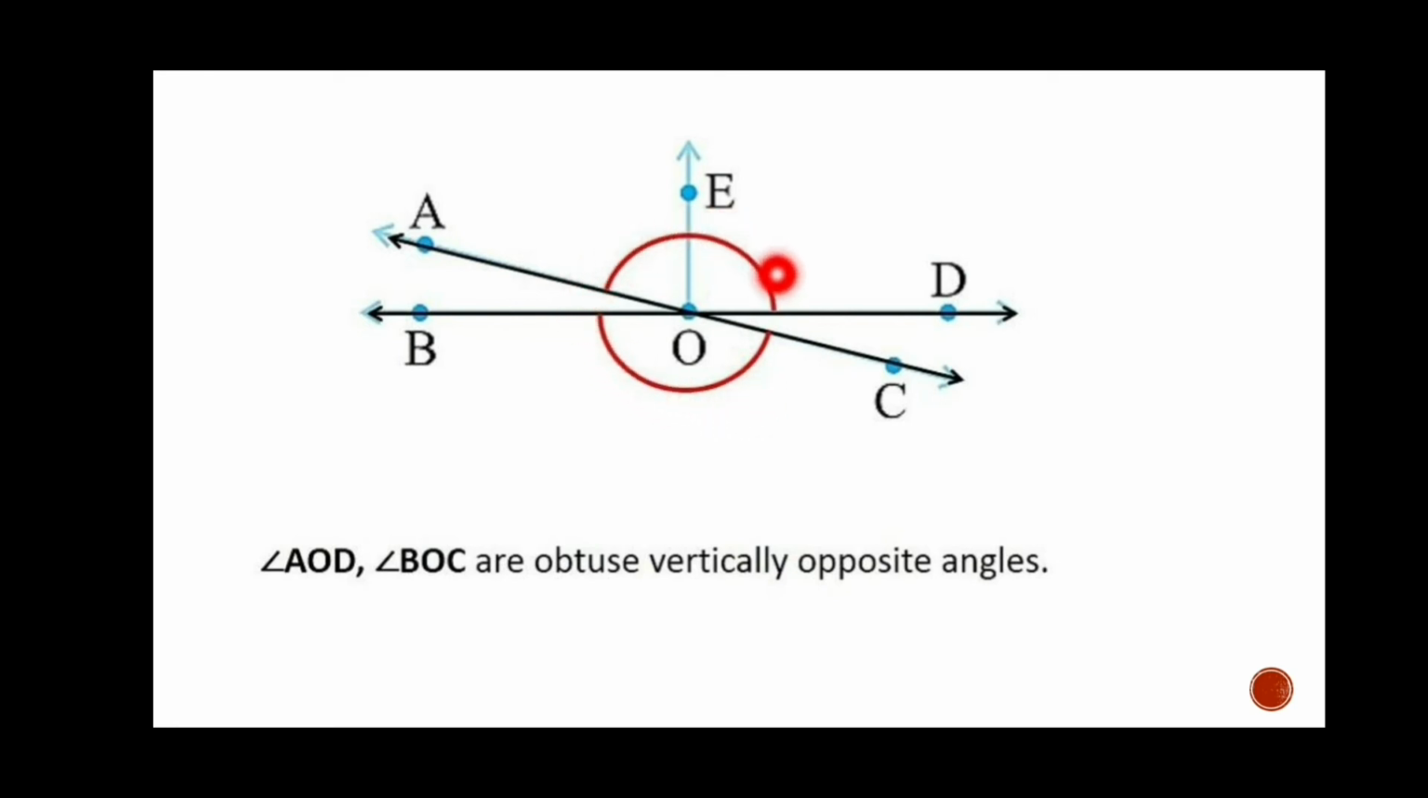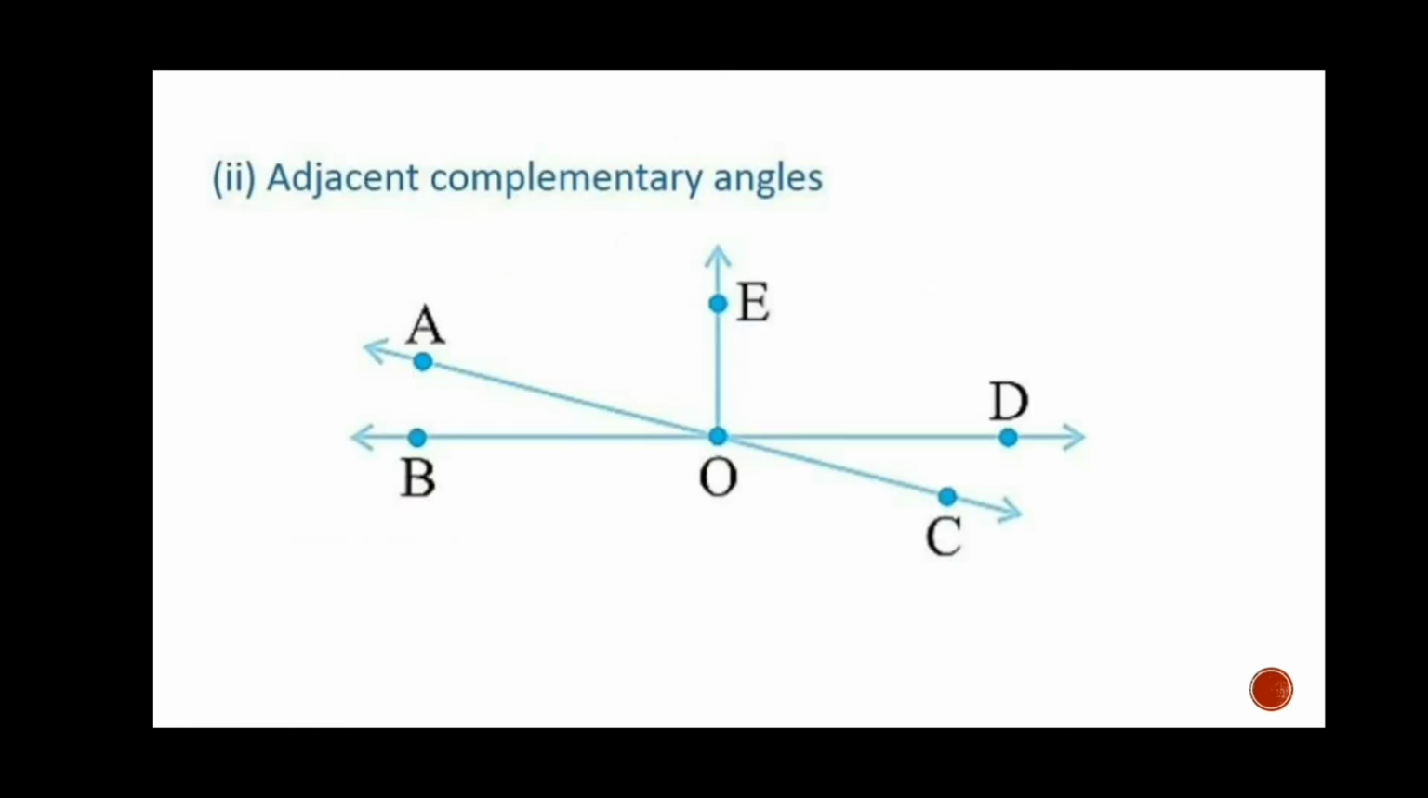Here we can see this red highlighted angle, that is angle AOD, and angle BOC are vertically opposite angles. You can also notice that this complete angle is more than 90 degree. You can see this is an obtuse angle and this is also an obtuse angle. So we have the pair of obtuse vertically opposite angles, which is angle AOD and angle BOC. Now the second one asks for adjacent complementary angles.